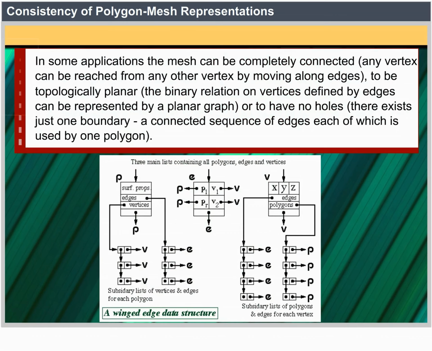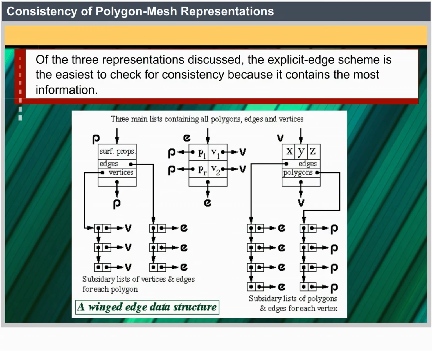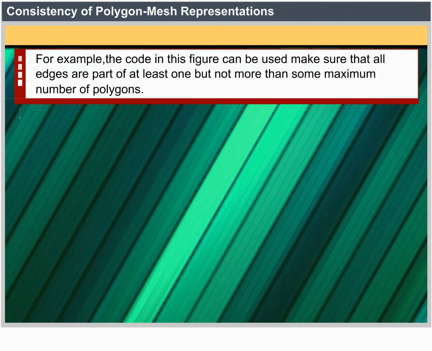To be topologically planar, the binary relation on vertices defined by edges can be represented by a planar graph. Or to have no holes, there exists just one boundary, a connected sequence of edges, each of which is used by one polygon. Of the three representations discussed, the explicit edge scheme is the easiest to check for consistency because it contains the most information. For example, to make sure that all edges are part of at least one but not more than some maximum number of polygons, the code in this figure can be used, as shown.